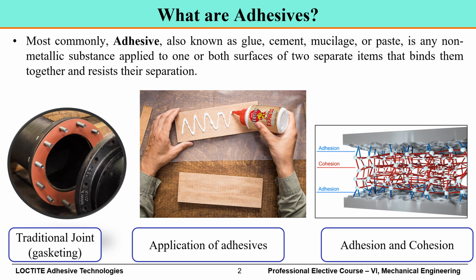So in the first figure you can see that two flanges are joined together by means of a gasket. Here the gasket does not allow the fluid to come out from the pipe. Whereas in the second figure, the application of adhesive to join two different surfaces can be seen, in which the adhesive forces keep the two surfaces together. The mechanism of adhesion as well as cohesion can be demonstrated in the third figure.